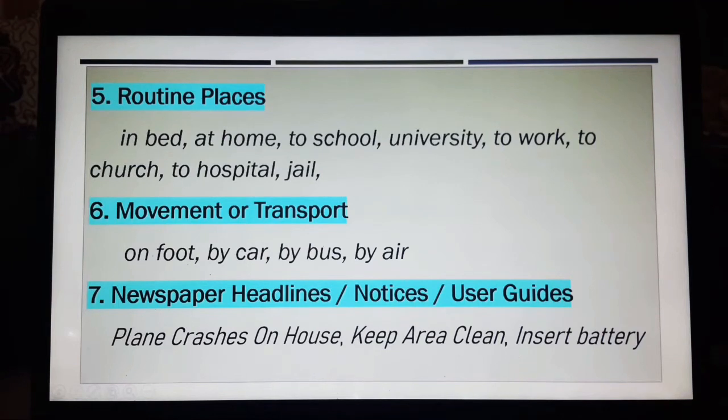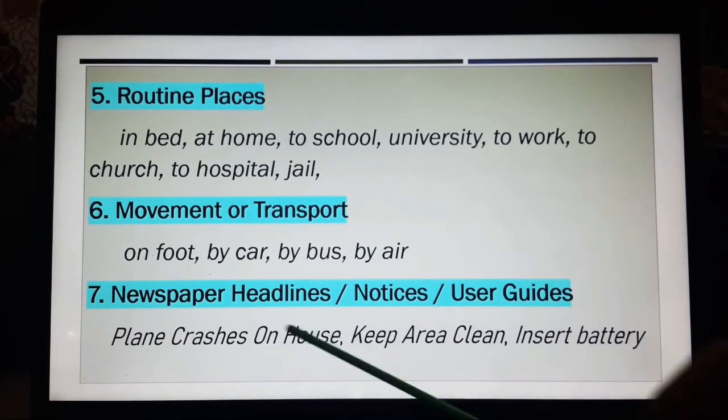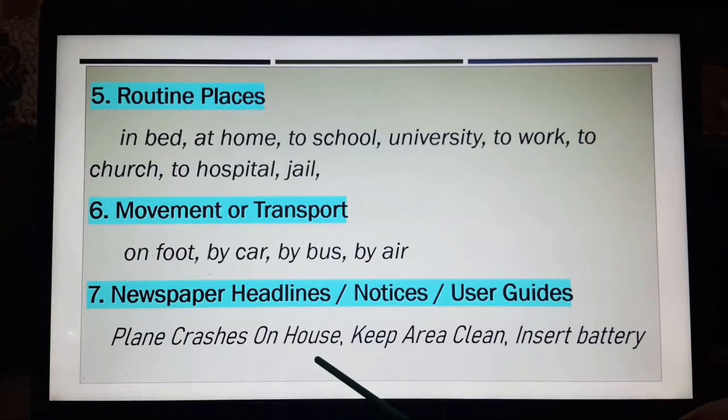Newspaper headlines, notices, user guides, such as "Plane crashes on house." This is a newspaper headline. "Keep area clean." This is a kind of notice. "Insert battery." This is user guides or user guidelines. So we did not use any article before them.